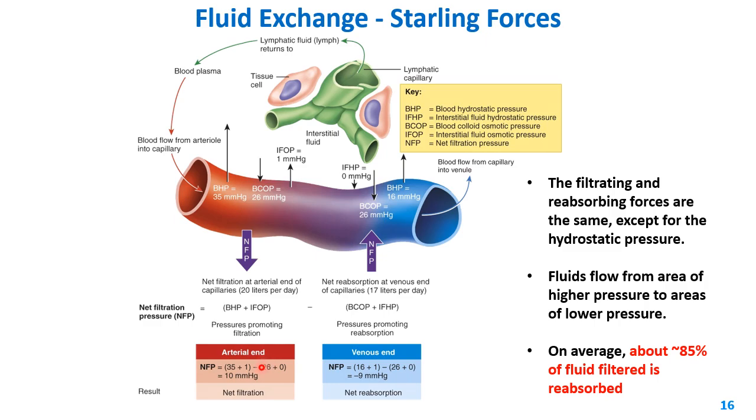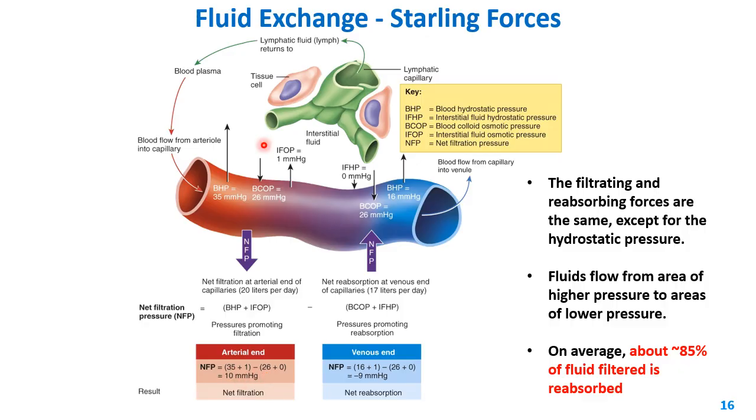So you're going to take that out, looking here at the arterial side of your capillary. Okay, so let's see what is happening here. Your blood pressure at the arterial side is 35, and the pull from interstitial fluid is 1. So these are favorable. You go 35 plus 1.